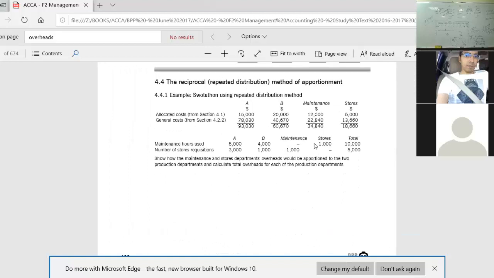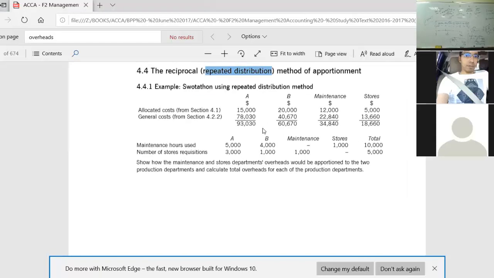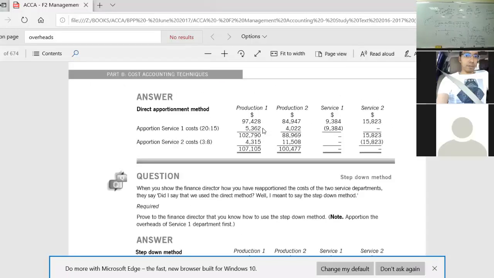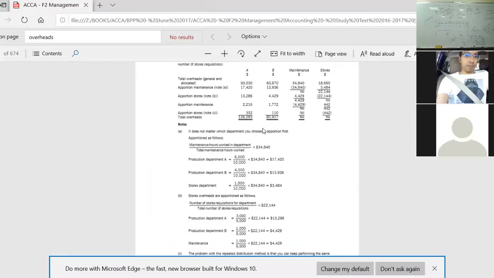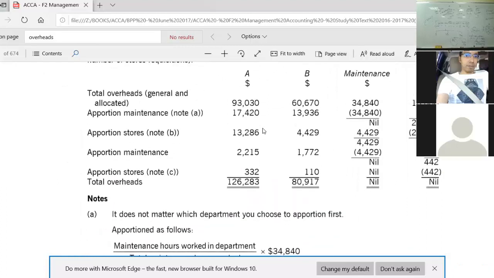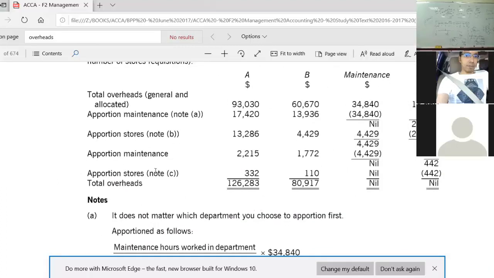Now see, repeated redistribution, the reciprocal method. Fine with this? So this is the question. You have to do the distribution as per repeated redistribution. So fine, we'll do as per repeated redistribution. Now here they have given a note that we can't go beyond this, let it be till here. 442, 442. Now when you distribute 442, you will get something here, right?